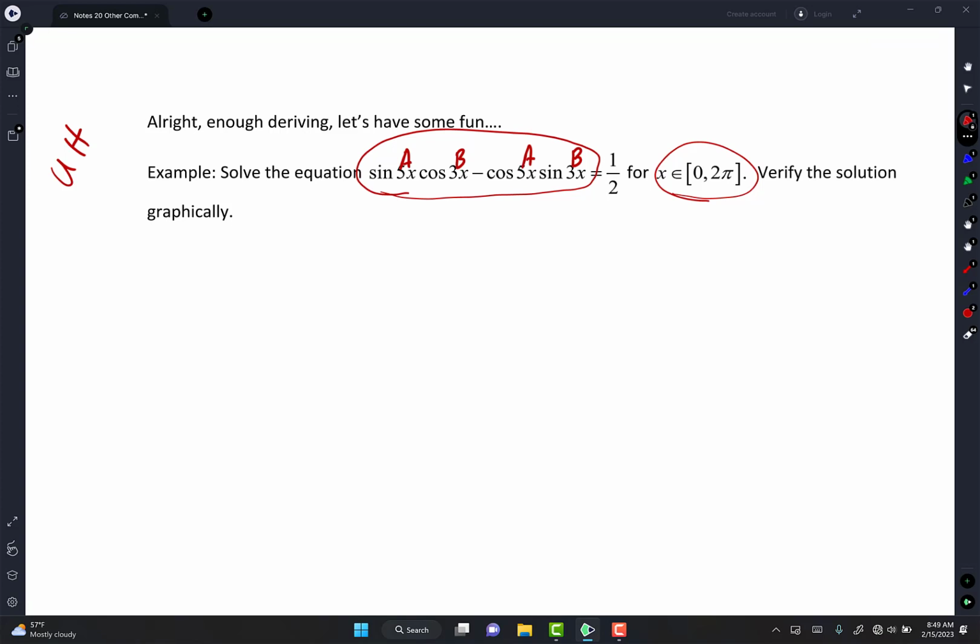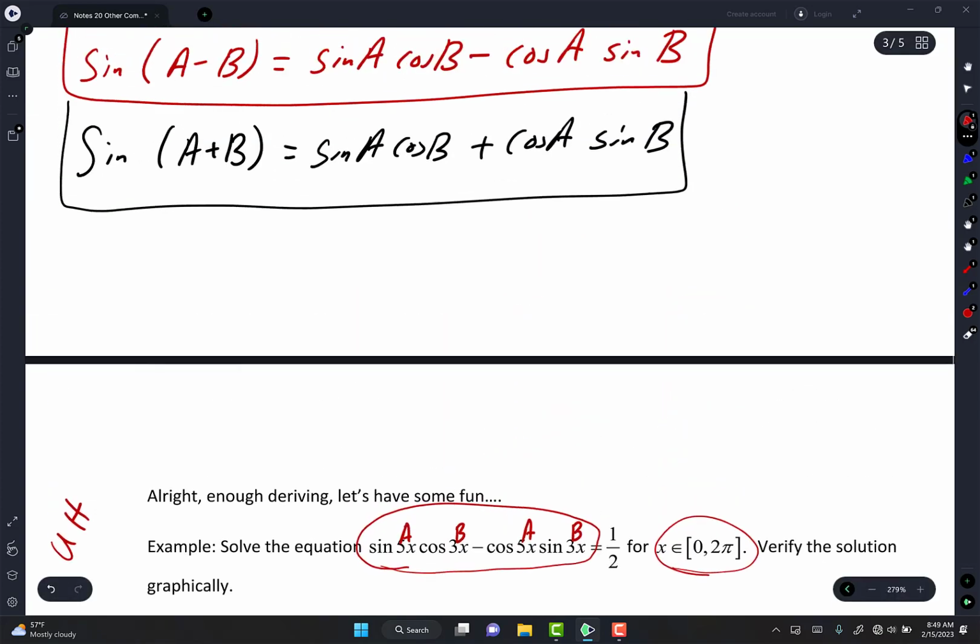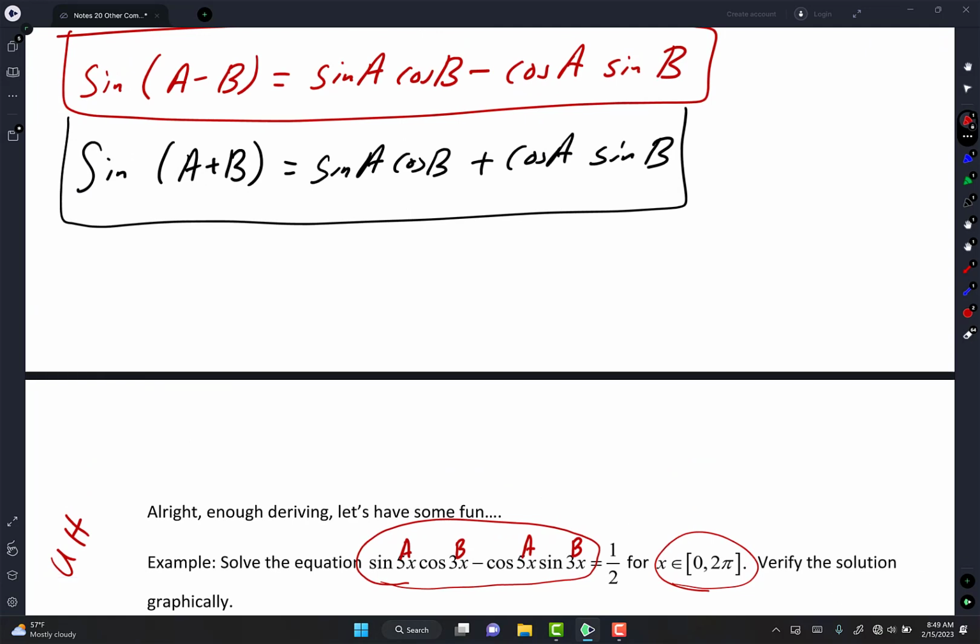This is sine, cosine, cosine, sine. I look up at my little formulas. Hey, look, there it is. Sine, cosine, cosine, sine. There's a minus sign, so it must be this one in red. Do you guys see that?